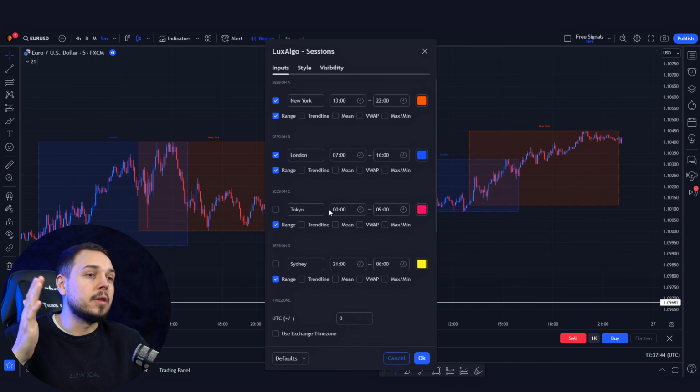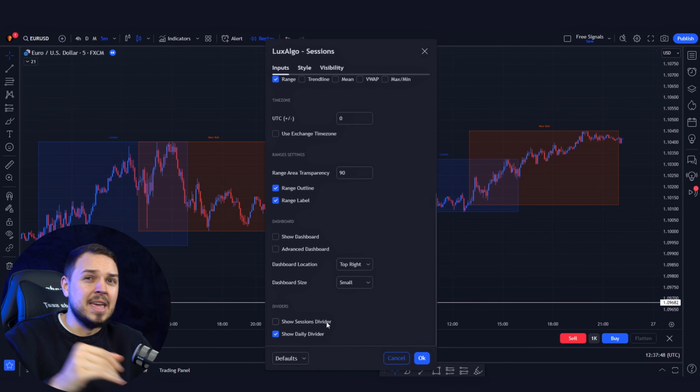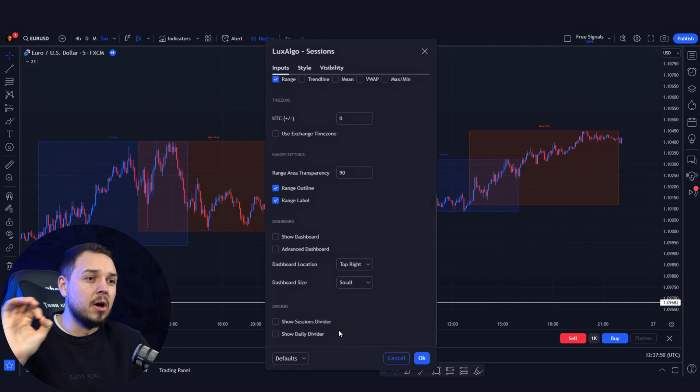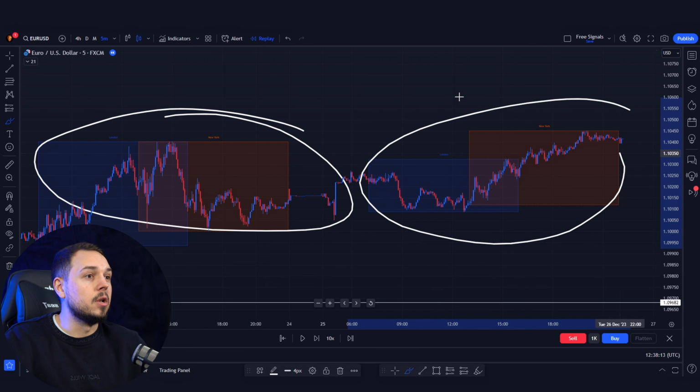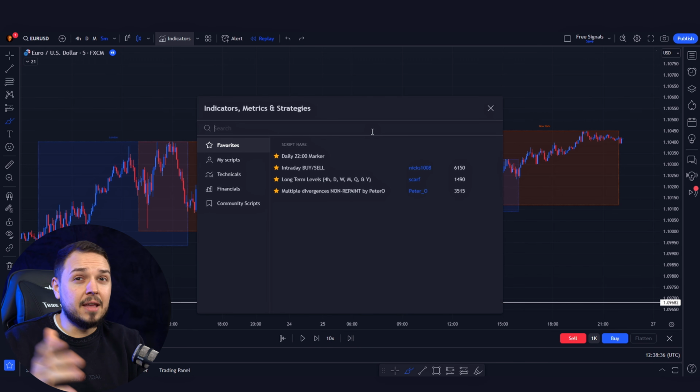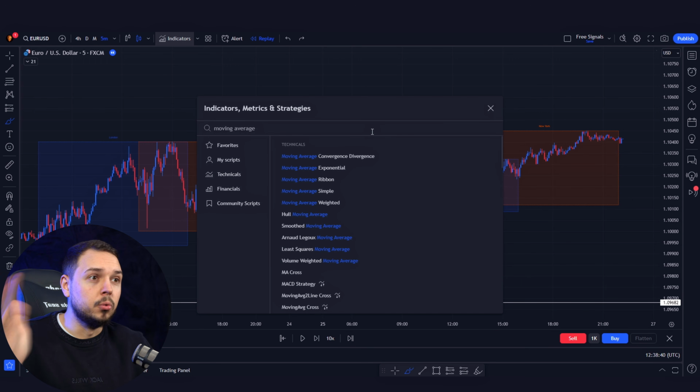I also don't like to have the daily divider where it says Monday, Tuesday, Wednesday. It makes no sense to me, so uncheck this if you want. And now we are left with the two relevant sessions, which are London and New York. The second indicator is a simple trend following indicator, which is the moving average of 200.